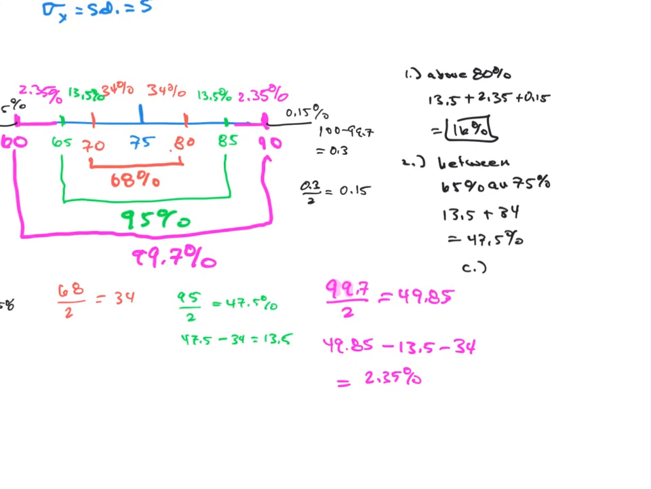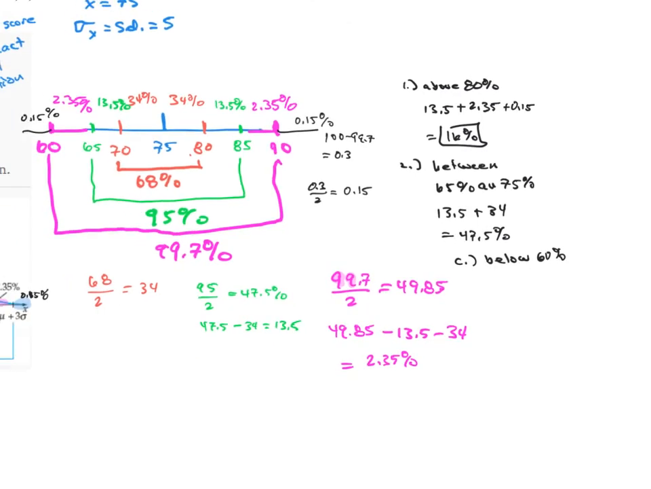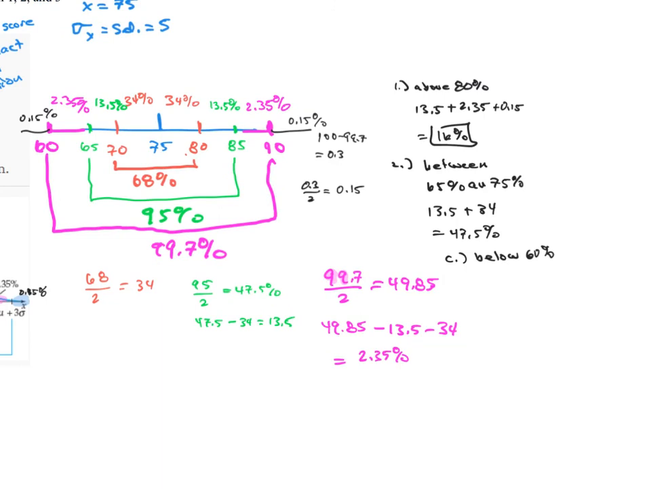If I said how many scored below, how about below a 65? Or no, let's change that. Let's say how many scored below 60%. So that would represent how many students failed this exam, right? A 60% is a D. So how many scored below 60%? Well, just look at the graph. It's 0.15% of the people who scored below a 60%.